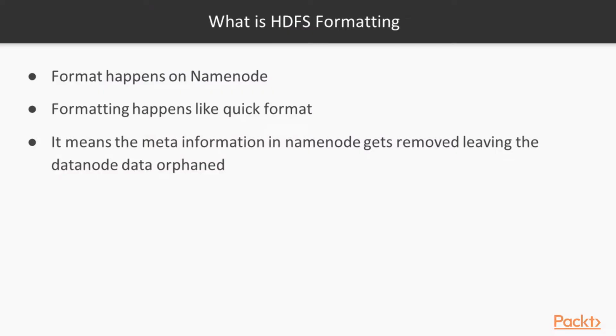So what is HDFS, the Hadoop file system formatting? The formatting actually happens on the name node. It happens like a quick format. In a file system, if you do a quick format, the actual bytes don't get removed. The file table, which has the pointer and the information where the data are, that meta information gets removed, and that's why quick format is very fast. It just removes that table information. And the name node format happens just like that.